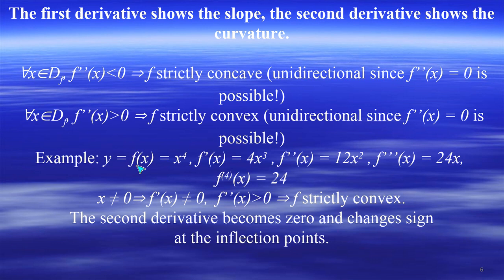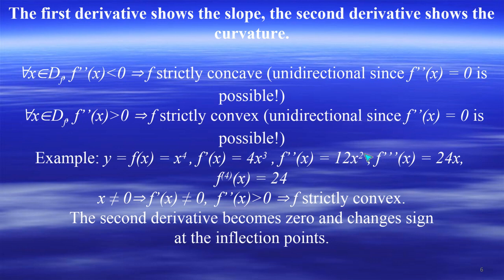Let's see an example. y equals f(x) equals x to the power 4. Great. What is the first derivative? Easy. Just take 4 in front and reduce the power by 1. 4x to the power 3. What is the second derivative? 3 times 4, 12, x to the power 2. What is the third derivative? 2 times 12, 24, x to the power 1, 24x. And the fourth derivative is 24. And after the fifth derivative and so on, they are 0. So this is a simple polynomial. It's a monomial indeed. All right.